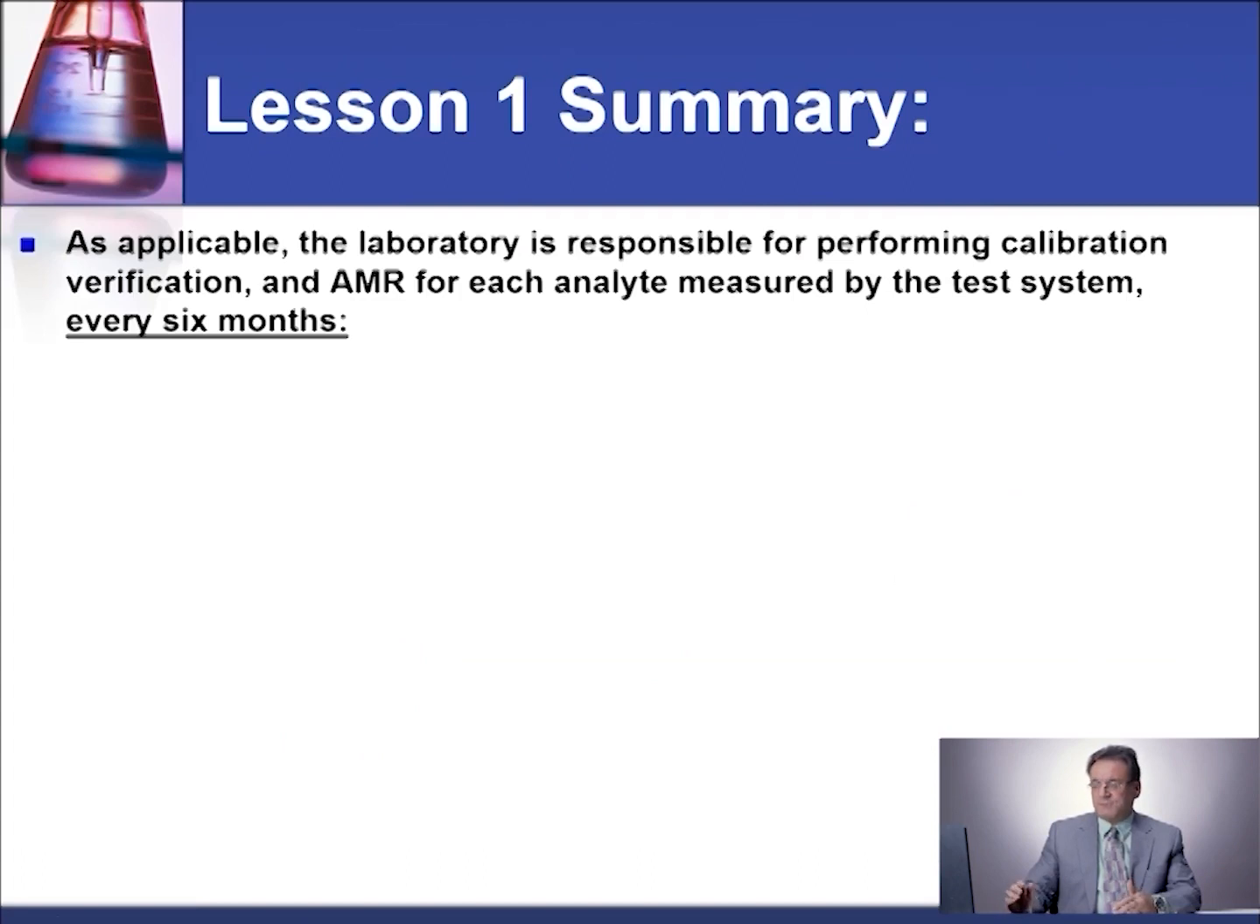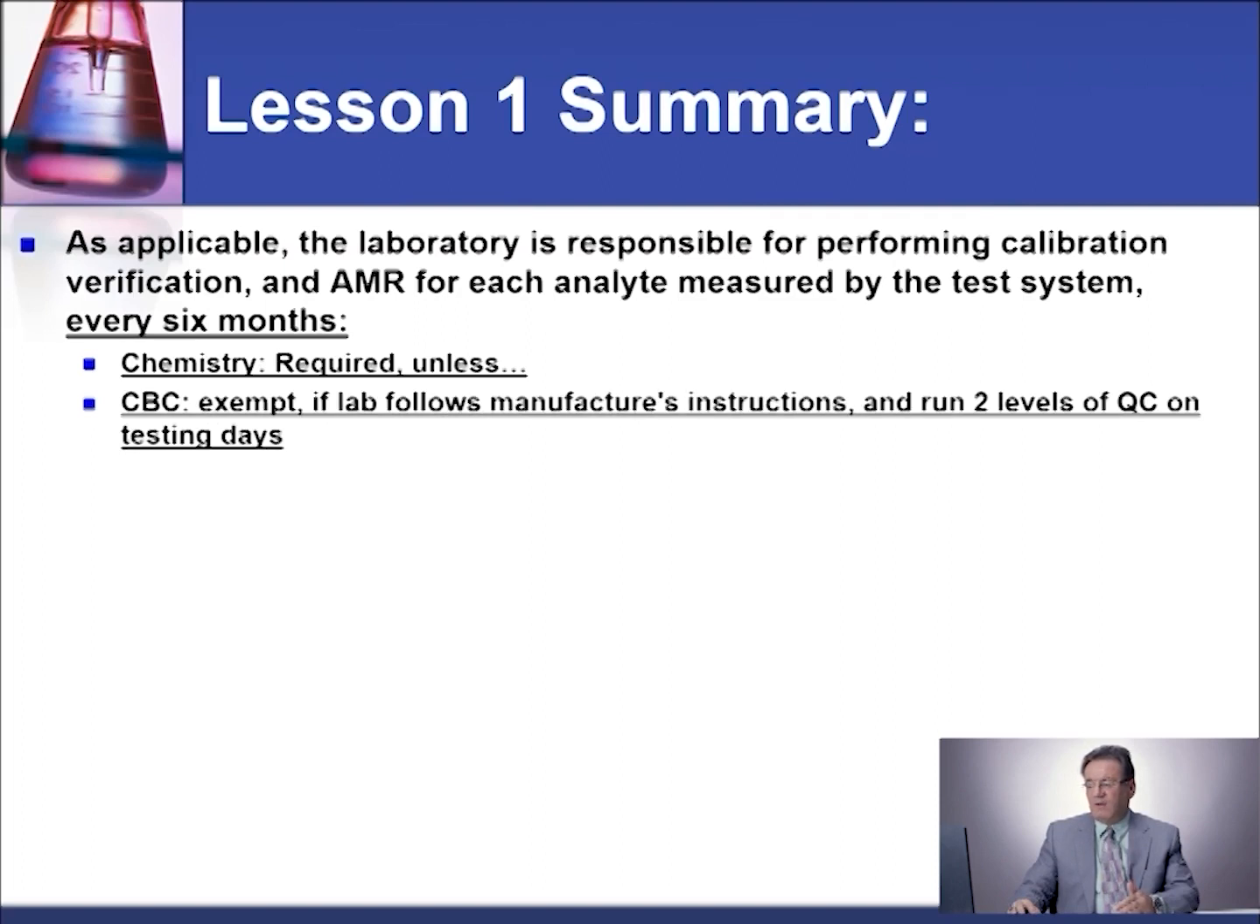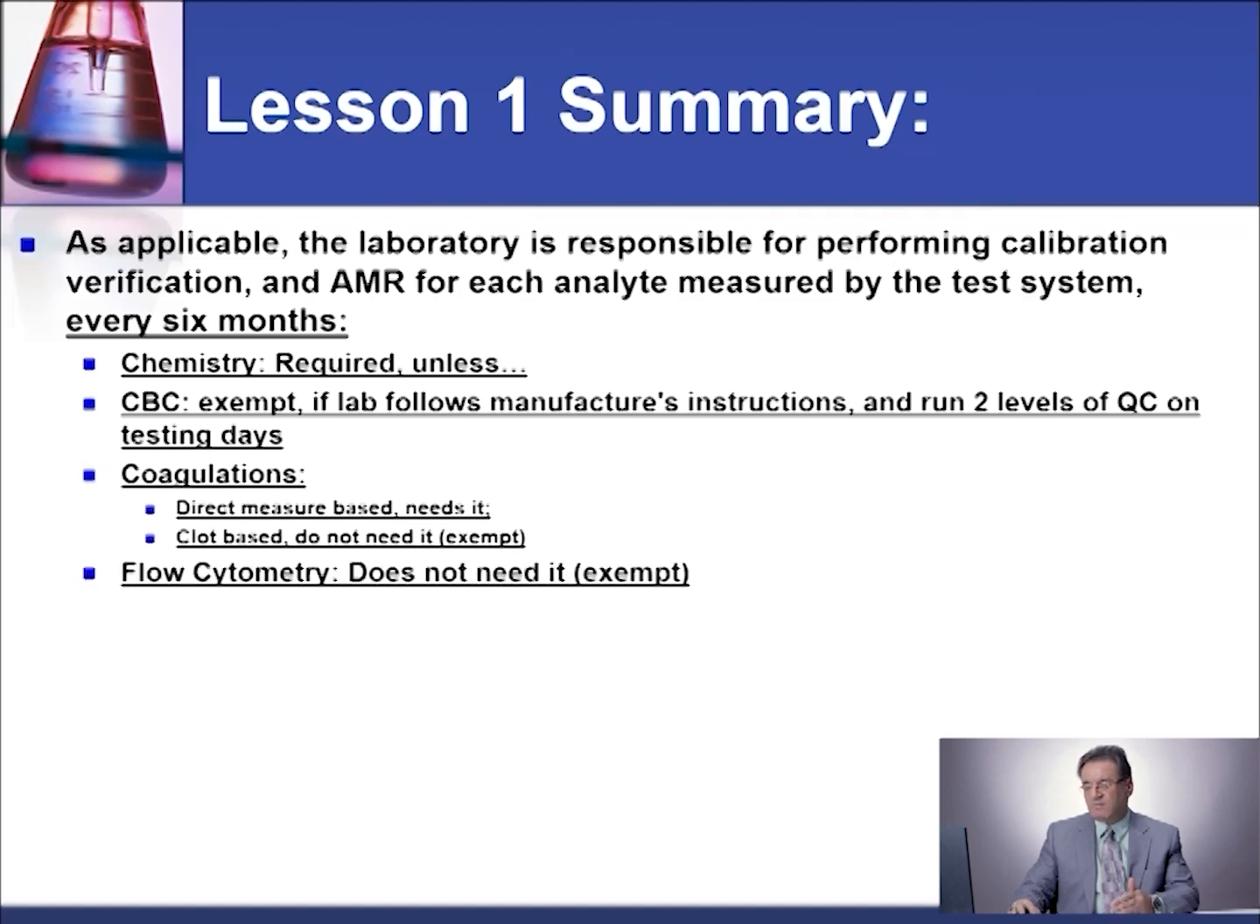Lesson 1 summary. As applicable, the laboratory is responsible for performing calibration verification AMR for each analyte measured by the test system every 6 months. For chemistry, it's required unless the calibrators cover the range of the AMR, then they become exempt. CBC, they are exempt. You need to get the calibration kit from your vendor twice per year, and that will satisfy the requirement. For coagulation, if you have a direct measure based, you need it. If you have a clot based system, you don't need it. You are exempt. For flow cytometry, it's not required.